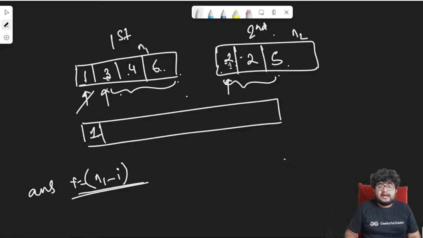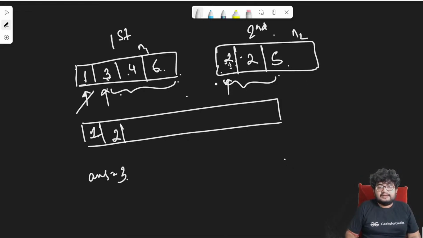How many elements? 1, 2, 3. 3 elements, right? So we will add 3 to our answer. Answer equals 3. And we will add 2 here. Next we'll go plus plus. So 2 again. Now is ARR j less than ARR of I? Yes, again.